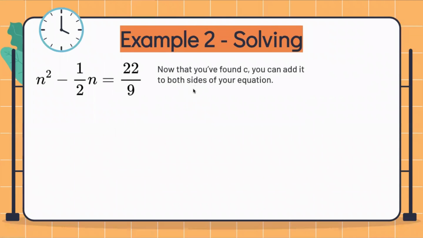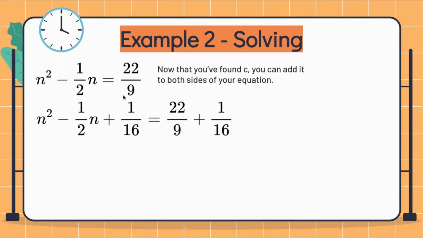Now that you've found your c value, you can add it to both sides of your equation. Remember, you have to add it to both sides since it is an equation and you have to balance everything out. So this would give you n squared minus 1 over 2n plus 1 over 16 equals 22 over 9 plus 1 over 16. So you can go ahead and simplify the right side of your equation.